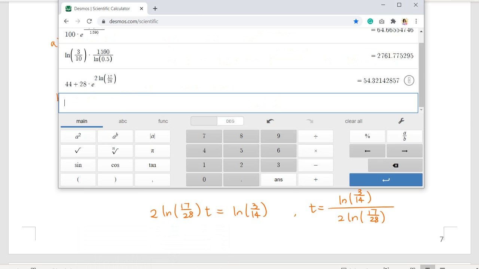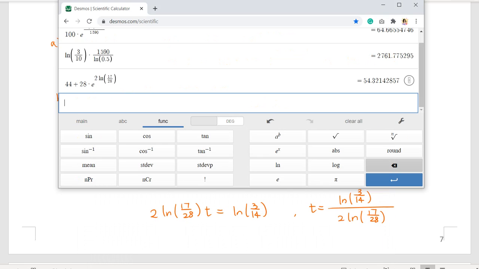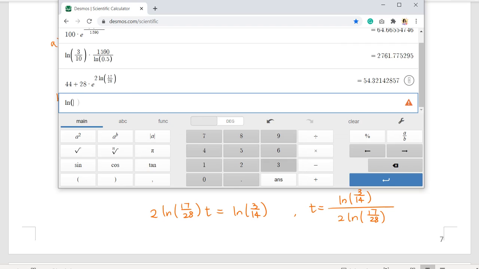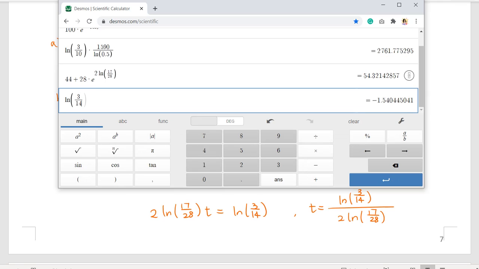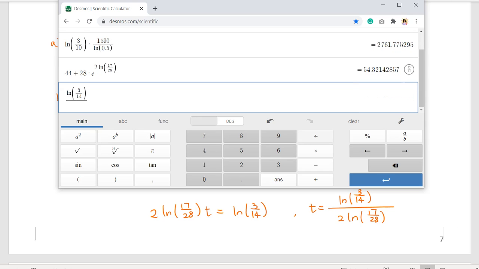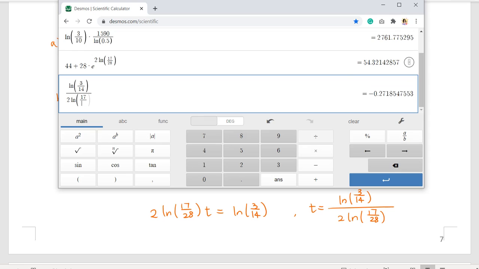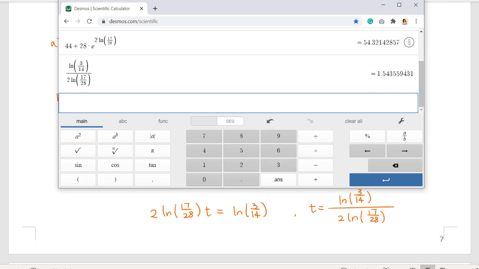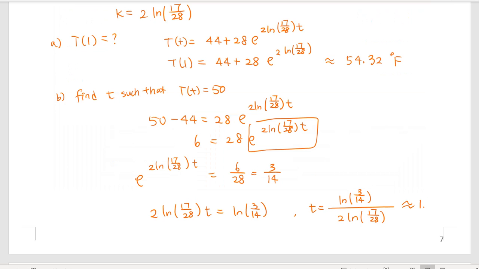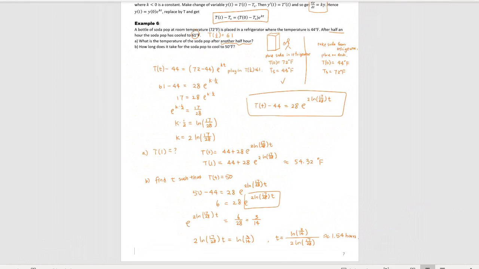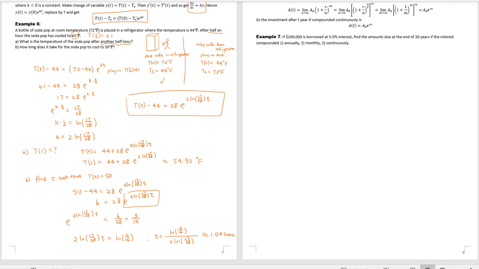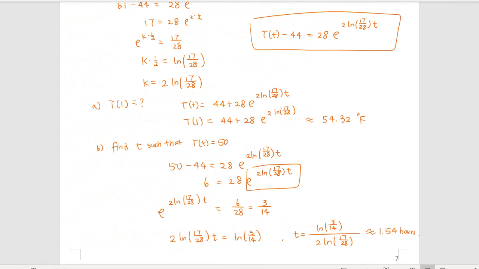What is this? Calculator. Natural log of 3 over 14 divided by 2 times natural log of 17 over 28. It's 1.54 hours, so around 1.54 hours. Okay, so this is the temperature application. So far so good, everyone? Okay, let's continue.